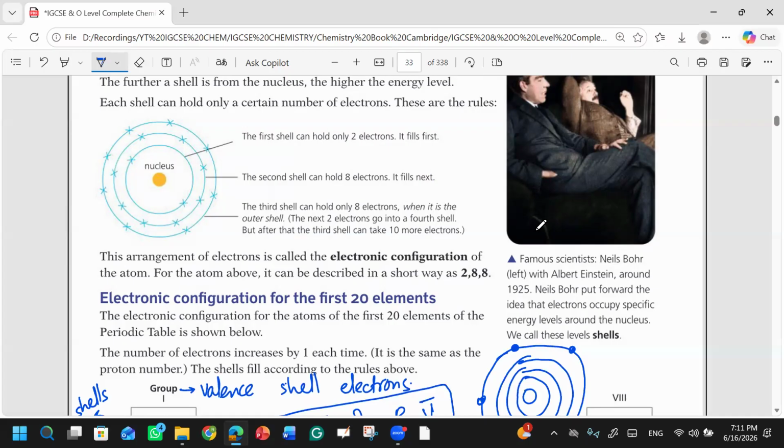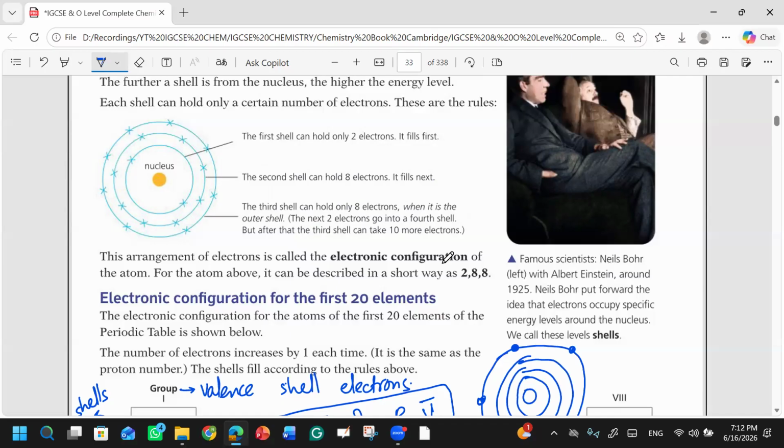What about the protons and neutrons? Where are they present in the atom? What is their location? The protons and neutrons are present in the nucleus. And what is the overall charge on the nucleus? It's positive, because there are protons in it and neutrons.